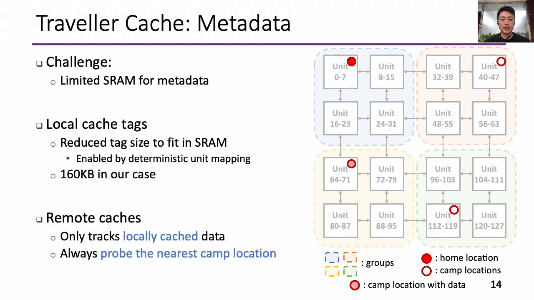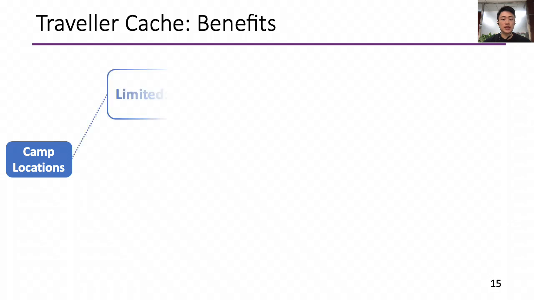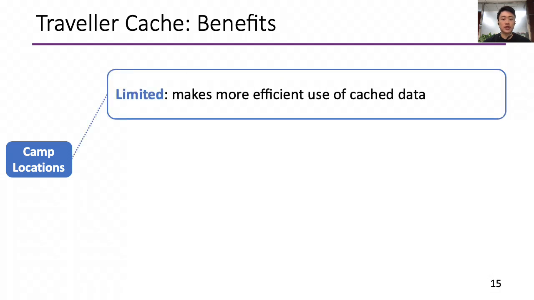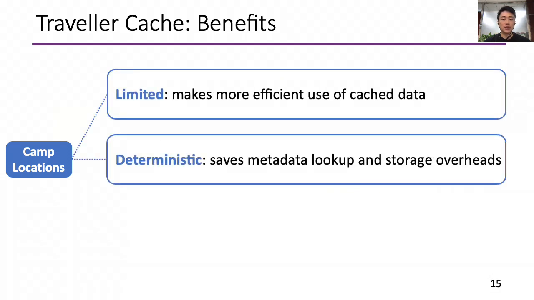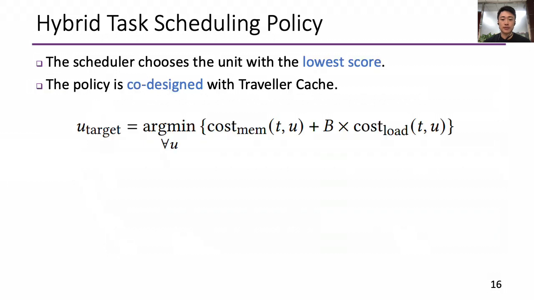Instead, when the data is needed, we probe the nearest camp locations. If it is present, the data is returned directly. If not, the request is relayed to the memory location. To sum up, the limited camp locations can make more efficient use of cached data. The deterministic mapping saves metadata overhead, and skewed mapping reduces cache conflicts and enables better scheduling opportunities.